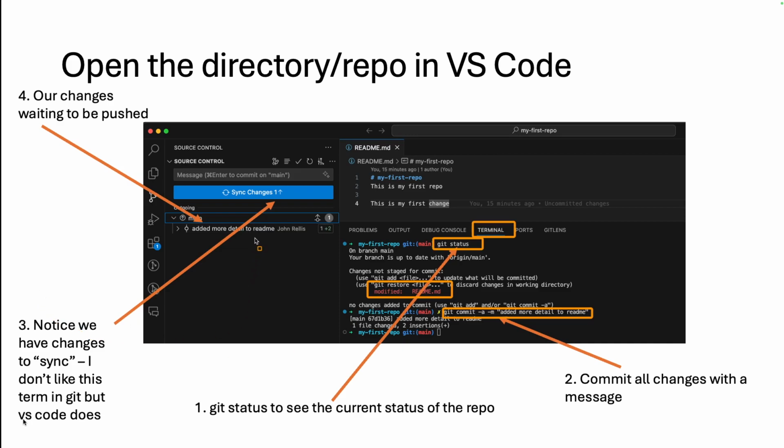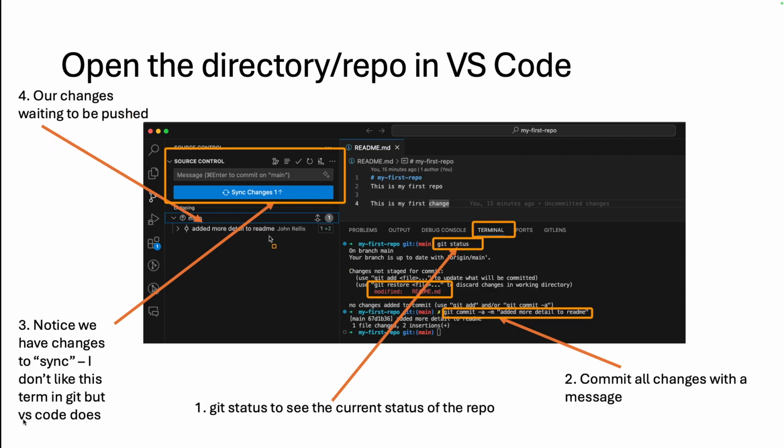We also can potentially use VS Code to sync our changes. So it says, okay, I see you have changes here, press sync, and it'll do a lot of this in the background for you. It'll probably print out what it's doing as well, but I think that destroys the learning experience. And it's good to have the learning experience when things go wrong. And that's why we're here, I suppose. I don't like the term sync. I don't like it for this case.